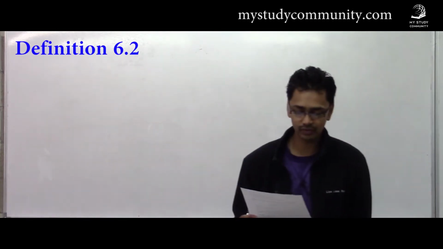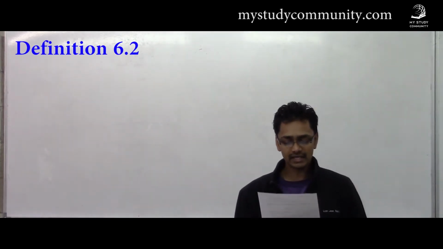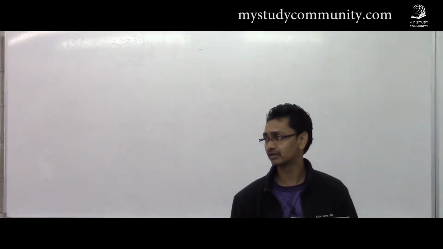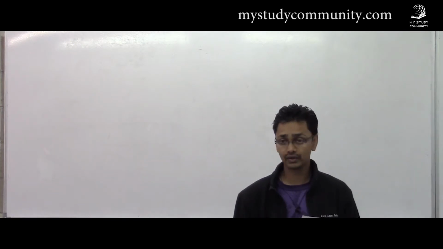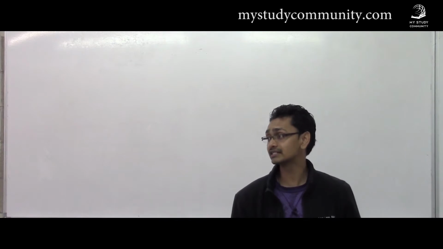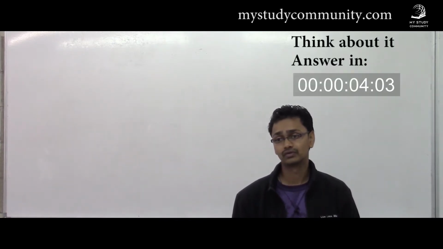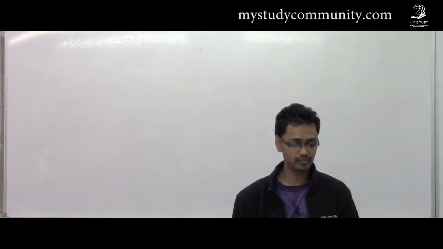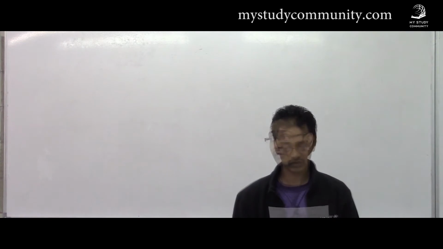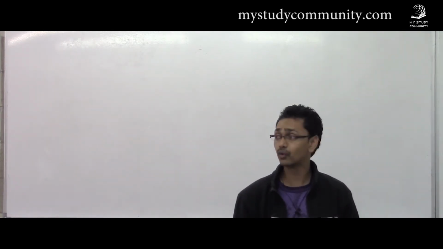Definition 6.2. Below are some essential definitions. If multiplication is commutative, then R is called a commutative ring. You okay? Notice it is multiplication, not addition. Why is it not addition? Because R plus has to be commutative. That's the first point. Second one, the identity for addition is called the zero of the ring.